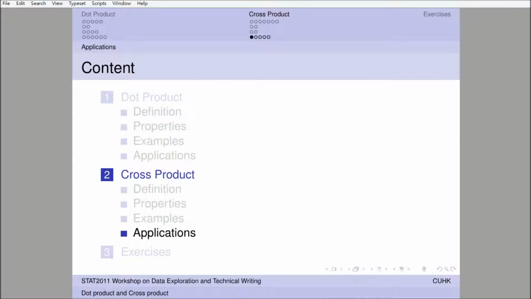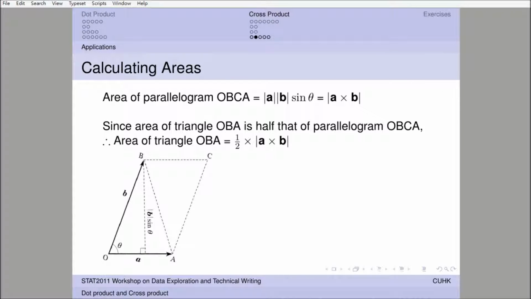Cross product can be applied in two areas. The first one is calculating the area of a parallelogram. From the figure, the area of parallelogram OBCA equals length of A times length of B times sine theta. That is the magnitude of A cross B. Since the area of triangle OBA is half of that of parallelogram OBCA, the area of triangle OBA can be found by taking half of the magnitude of A cross B.